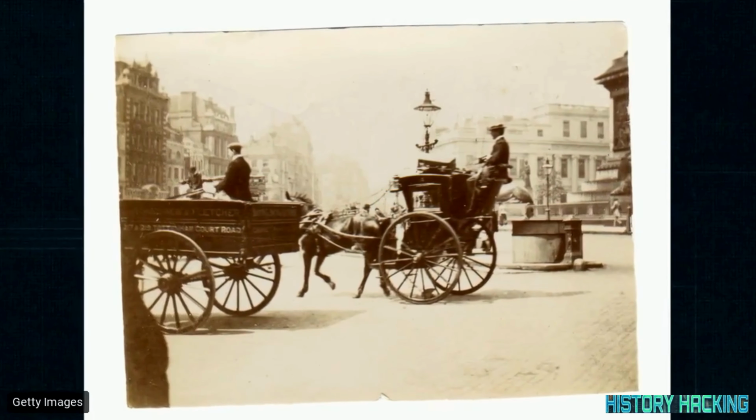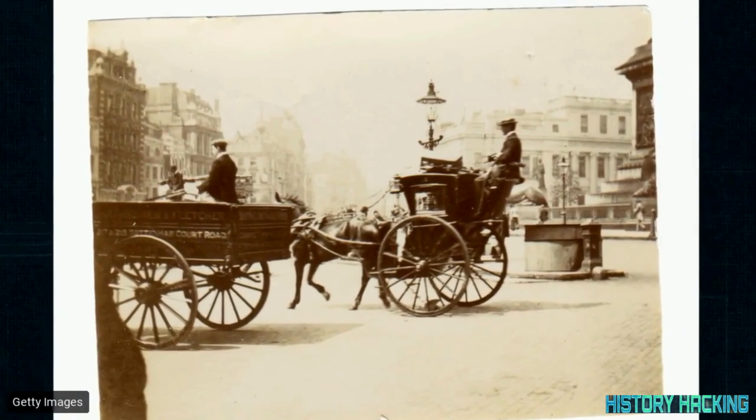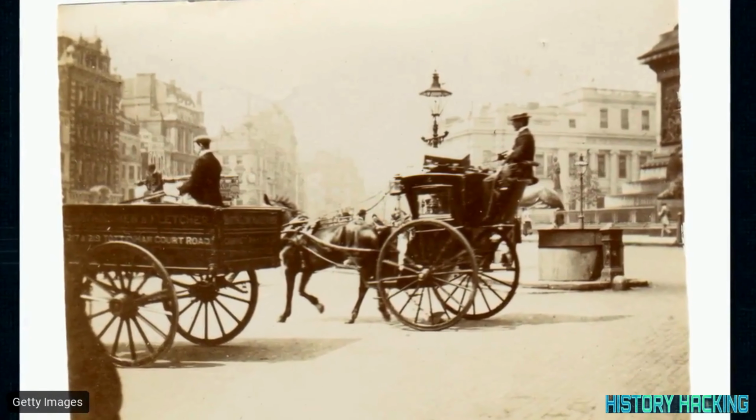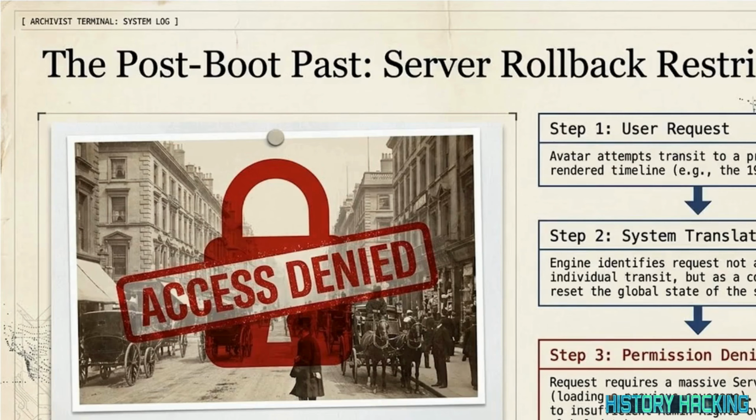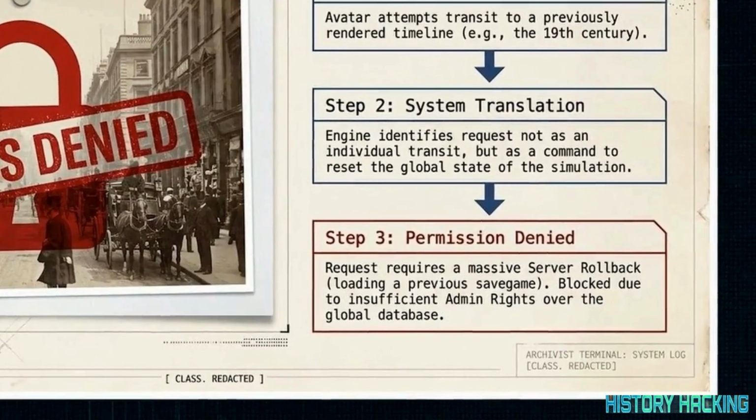Physical interaction is impossible in an era that the computer never calculated in 3 dimensions. We adjust our target to the 19th century. This era is well past the system boot date and was actively rendered by the engine. The engine denies the request. Moving one human backward requires reversing every other entity on the planet. Step 3 explains this block. It requires a global server rollback to load an old save game. Localized avatars lack admin rights to overwrite the global database.